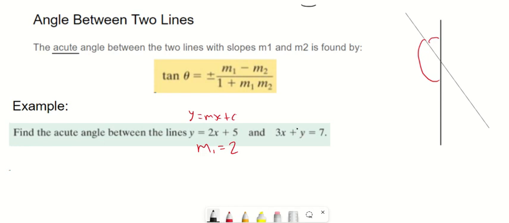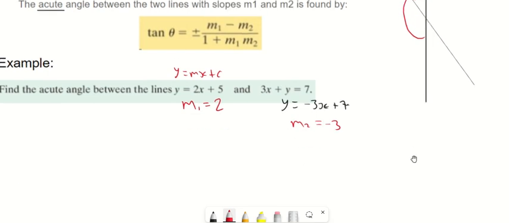The second one, we have to put it into that form. So if I move the 3x across the equal sign, I get y equals minus 3x plus 7. And now it's in the form y equals mx plus c. So I can read off the slope. So the slope is minus 3. So m1 is 2 and m2 is minus 3.